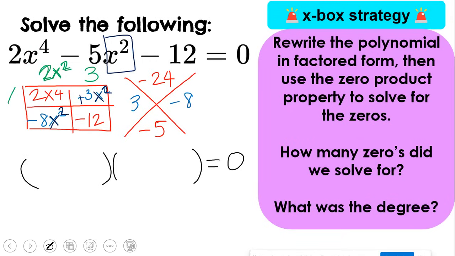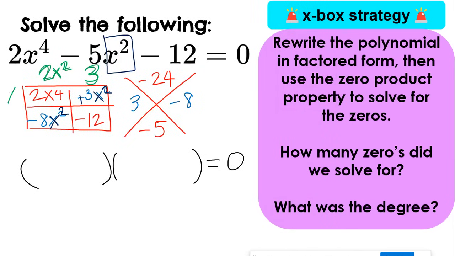3x squared and negative 12, that has a GCF of 3. 2x to the 4th and 3x squared, that has a GCF of x squared. I'm going to write it over here. And negative 8x squared and negative 12 has a greatest common factor of negative 4. Double check that when you multiply, you get the same thing.